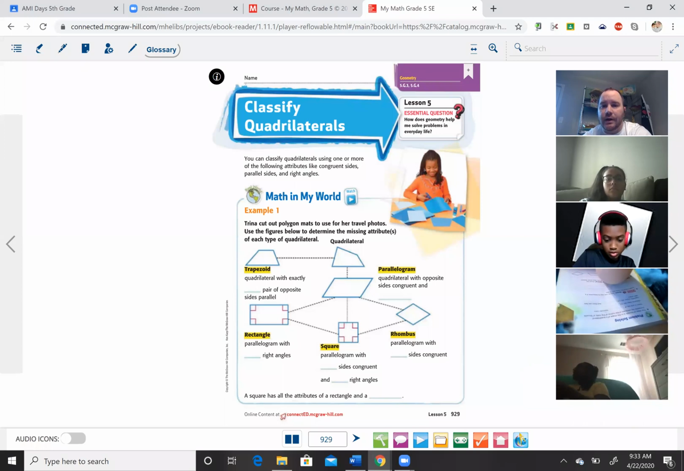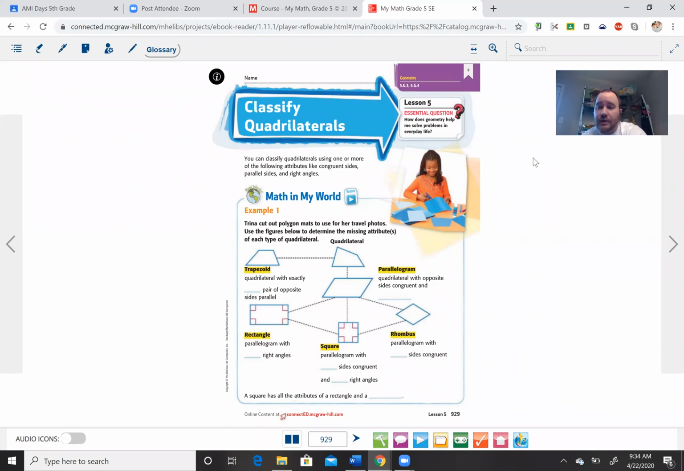Okay, but again, page 929. So today it's quadrilaterals. We have gone over quadrilaterals multiple times before. You've been assigned the iReady lessons and everything like that. So hopefully today should be a pretty smooth, easy process. Okay. So let me start screen sharing and let's get to those pages. Screen share.